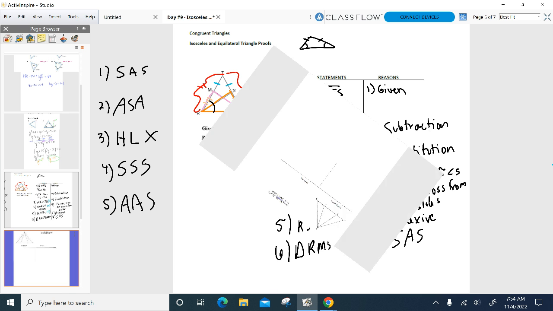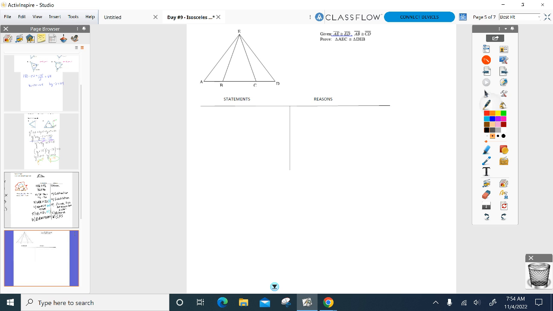We got some good ones here today. I think these also overlap too. So if you want to grab your colored pencils, AEC and DEB, these also overlap.